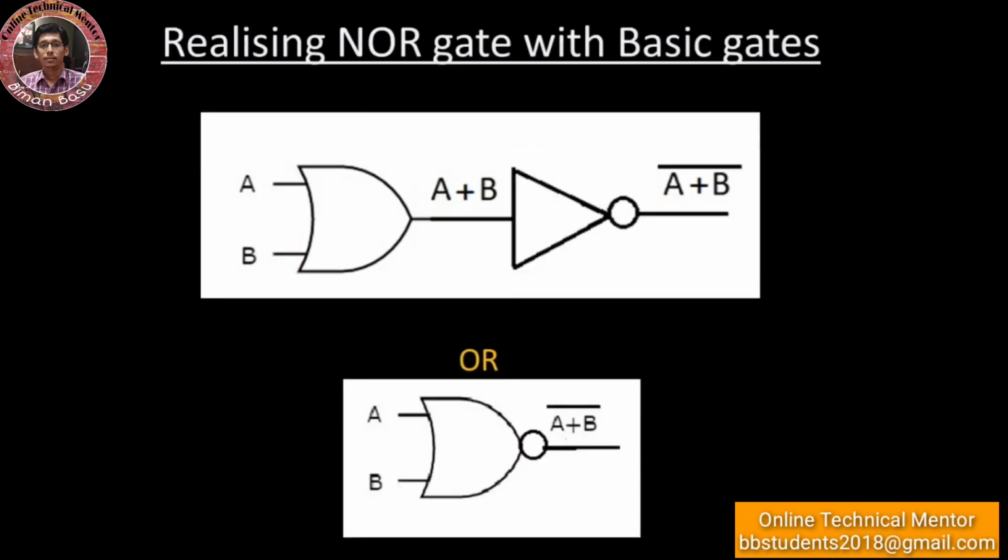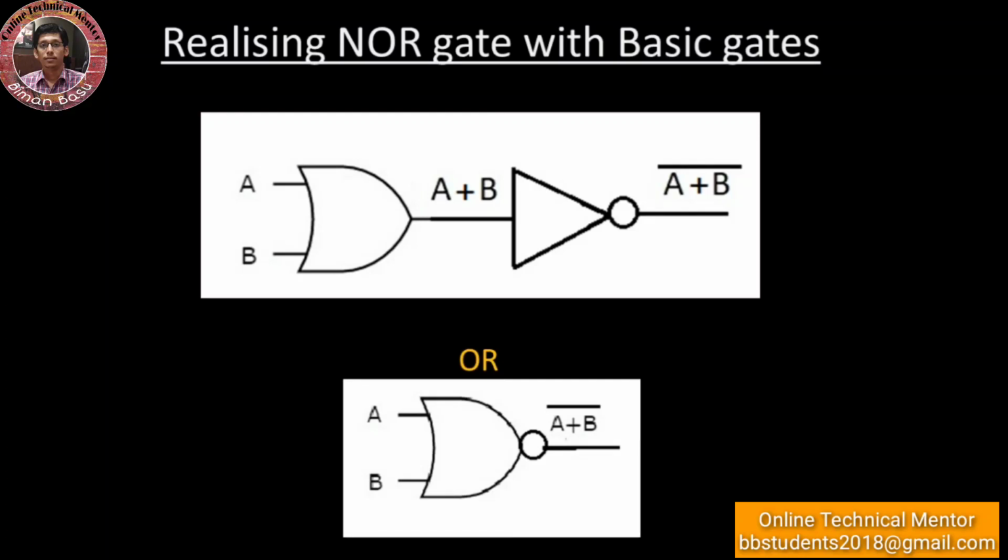Now, you can also realize this NOR gate with the basic gates. Let's draw the OR gate circuit first, which will produce A or B, and attach a NOT gate, that is an inverter gate, in front of it. You will get (A plus B) bar. And this diagram is equivalent to the diagram shown below.